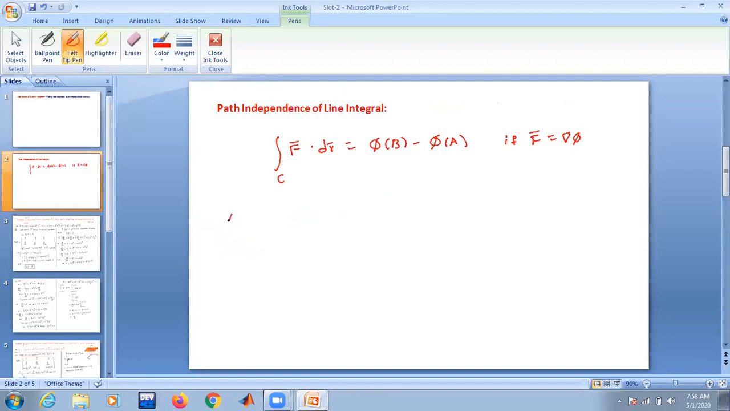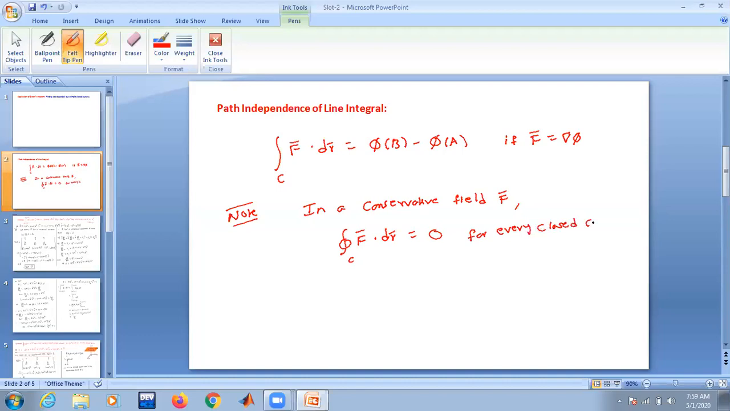Okay. As a special note, in a conservative field f bar, the integral over C of f bar dot dr bar is always equal to 0, for every simple closed curve in the field f bar. What kind of field is it? Conservative field.